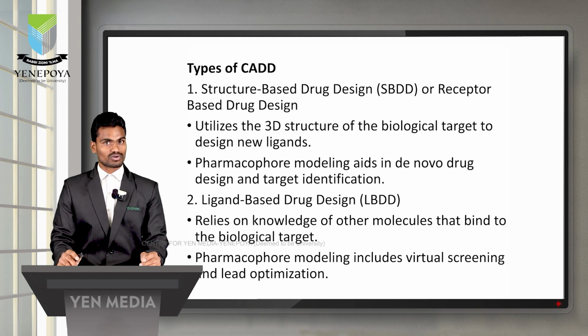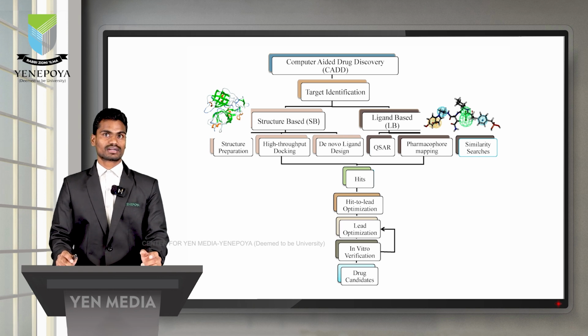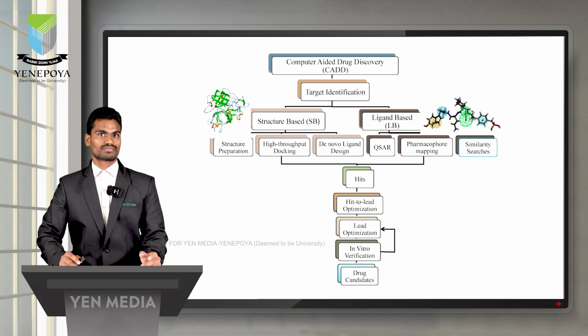Based upon that, we will go for drug design. But in ligand-based drug design, we depend upon an already existing ligand molecule, so that we can develop a new entity in such a way that it has more affinity and more efficacy. So this is a simple flowchart about computer-aided drug design, which goes for target identification in two ways.